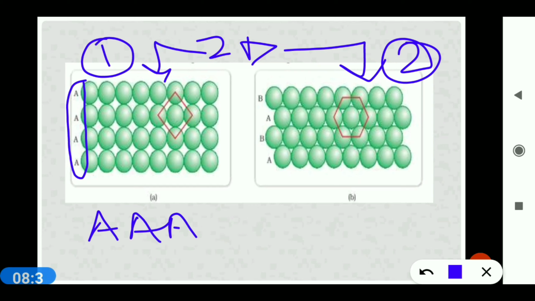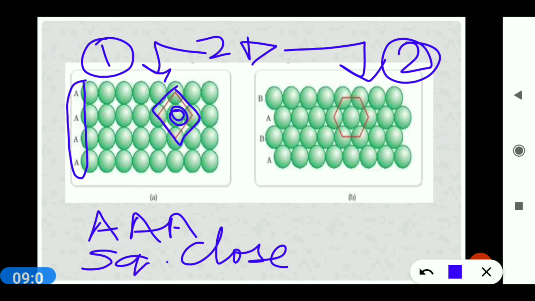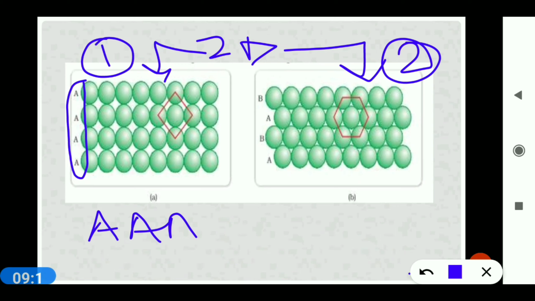Now if you take any of the particles, for example, you can see which is circled with the square. We are taking this particle, center one, blue color. So 4 more particles are touching this one. If you join the neighboring particles, you will get a square. That's why this AA type of arrangement is known as square close packing.